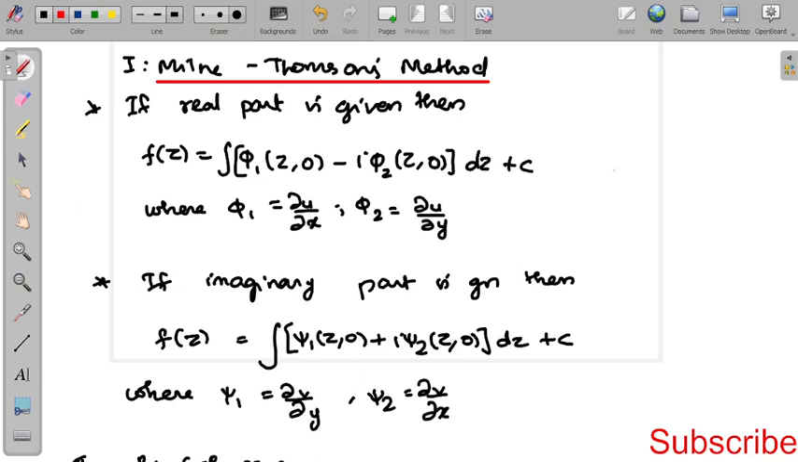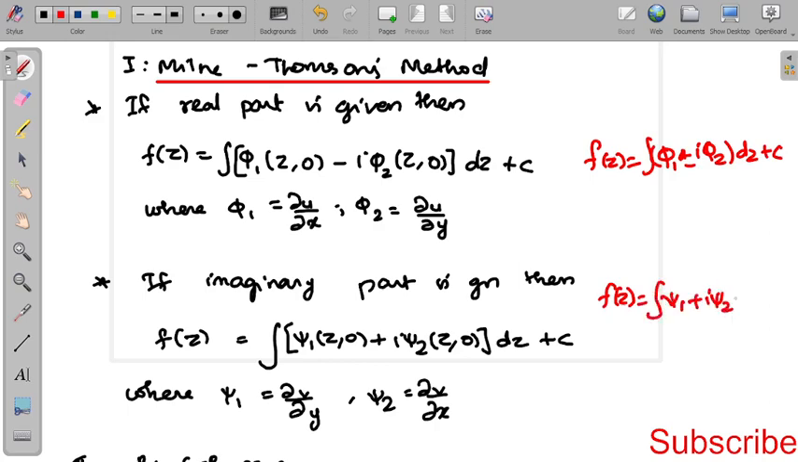So if the real part is given, then f of z is equal to integral phi 1 minus i phi 2 dz plus c, and if the imaginary part is given, it is integral psi 1 plus i psi 2 into dz plus c.